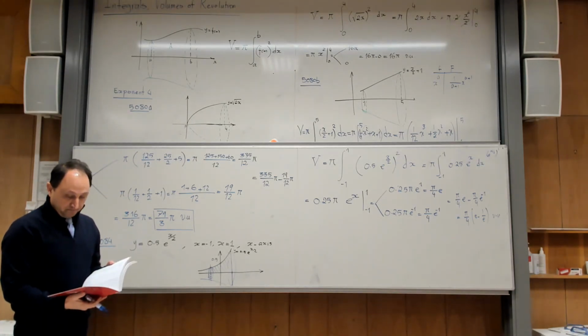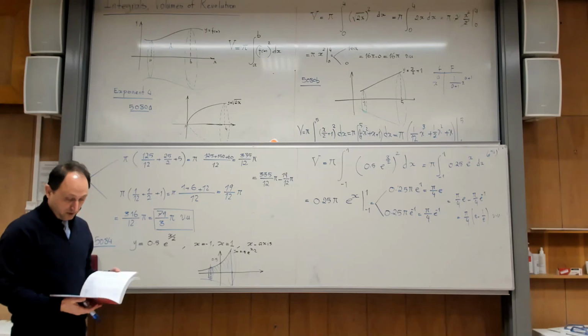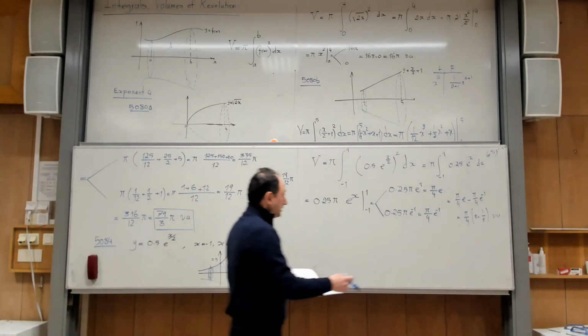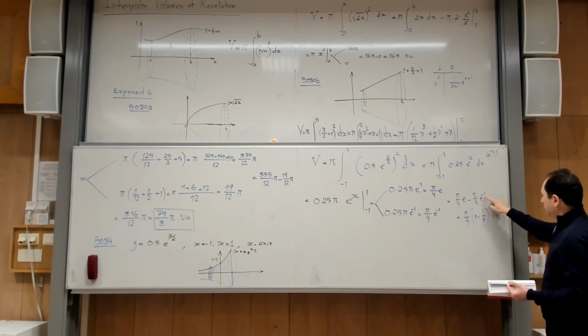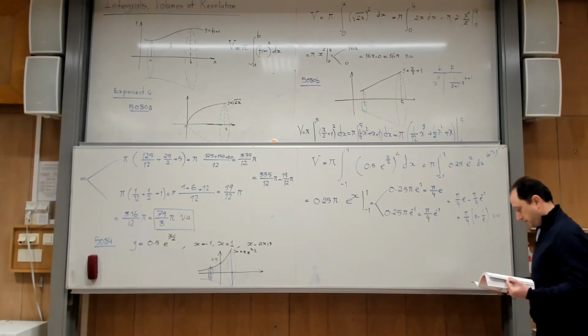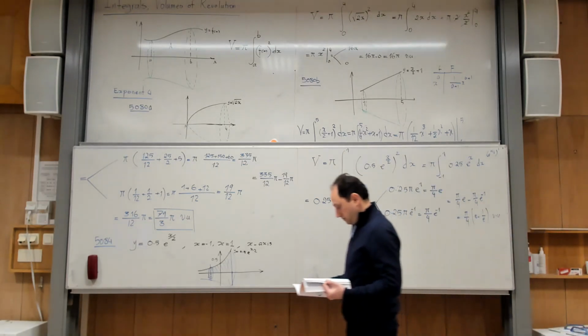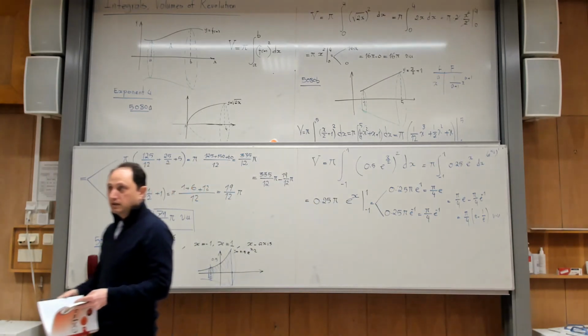Yes, they have written it exactly like this, but instead of 1 over e, they have written e to power minus 1. But that's it. Yes? Any questions?